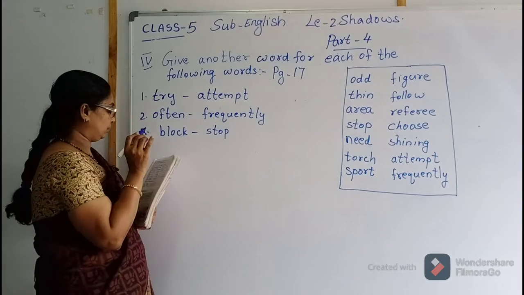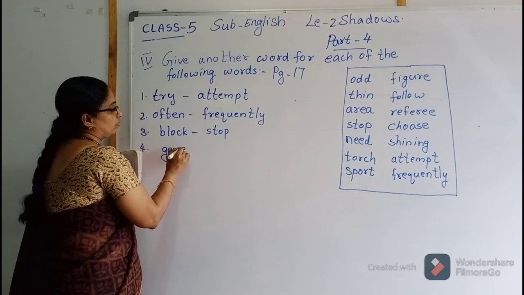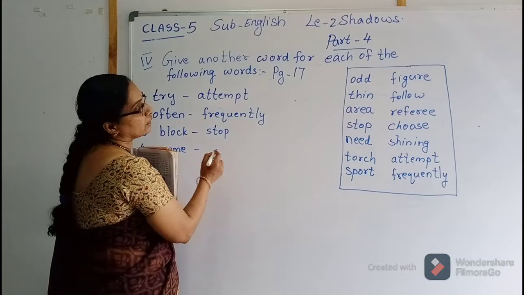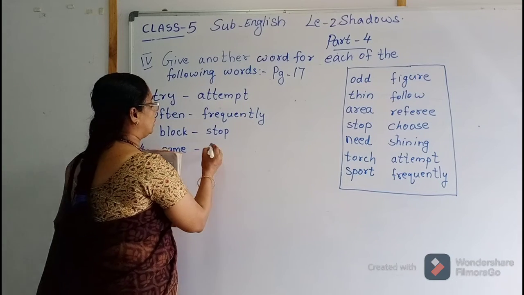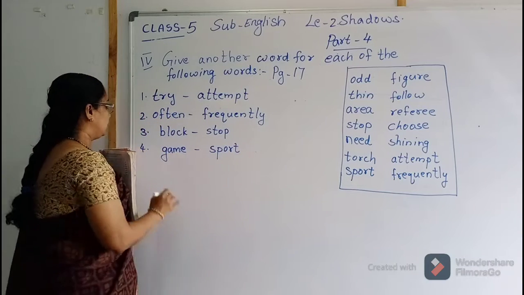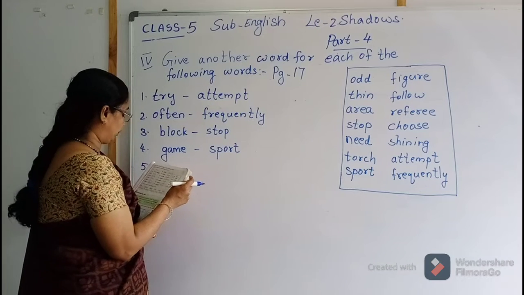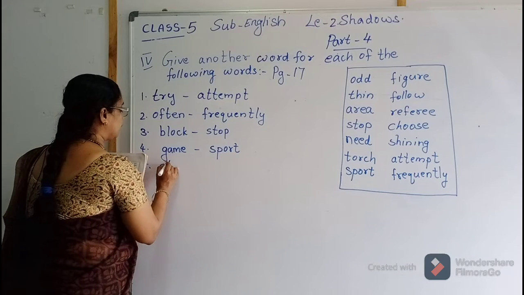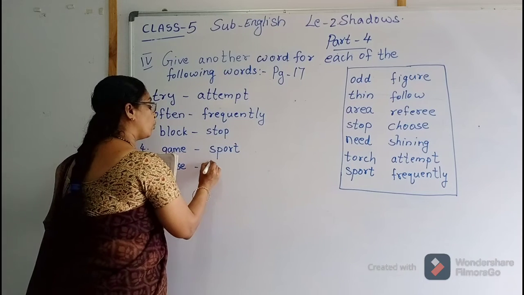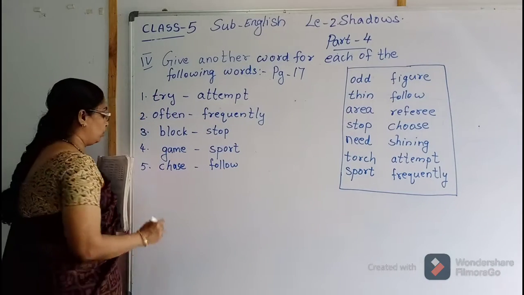Number 4, game. Game means from the box we are getting. What is the word, children? Sports. Game, sport. Then number 5, chase. C-H-A-S-E. Chase means follow. Chase, follow.